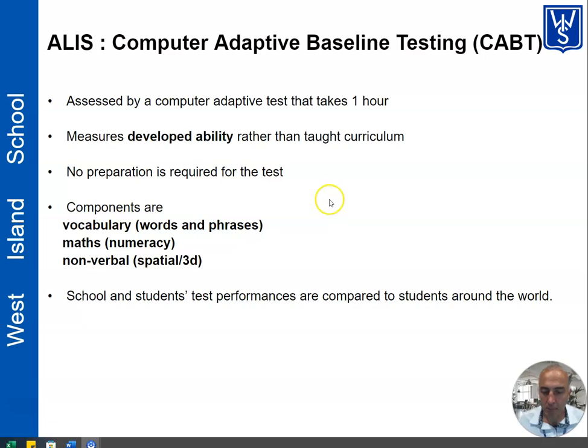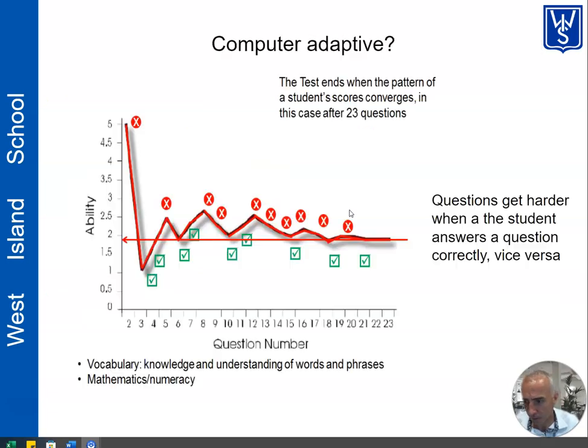It measures developed ability, which says ability is not set. Students can develop their ability by, for example, reading more and more challenging text to find and learn more vocabulary. So that's why it can be developed over time and with learning skills as well.